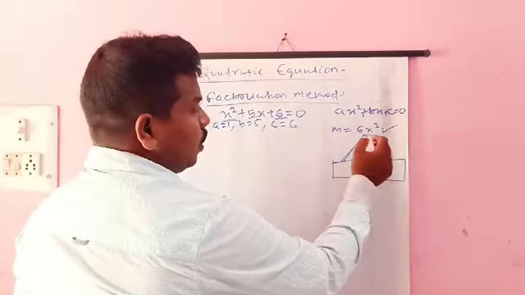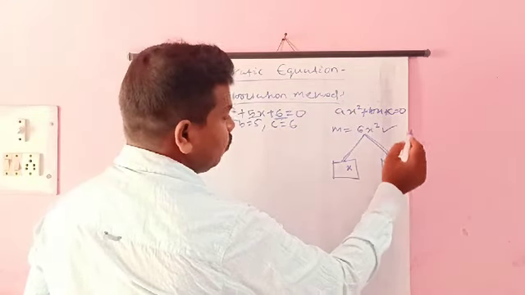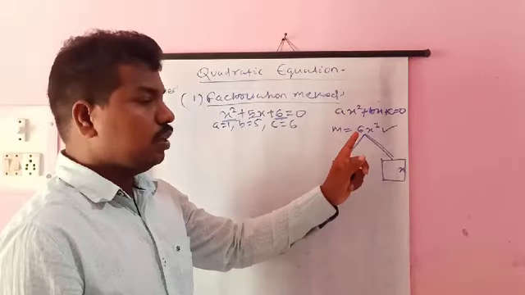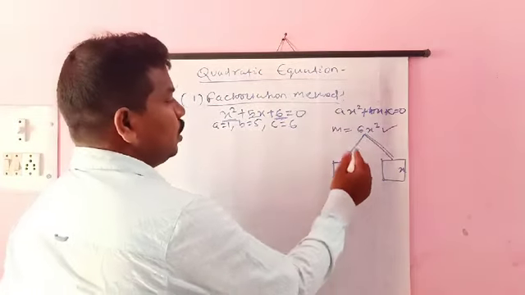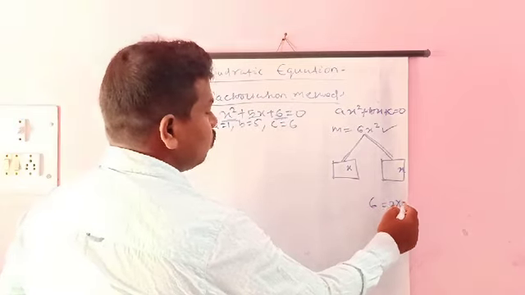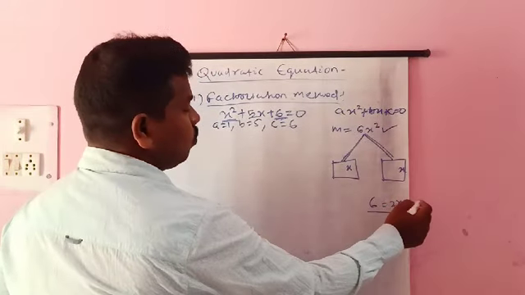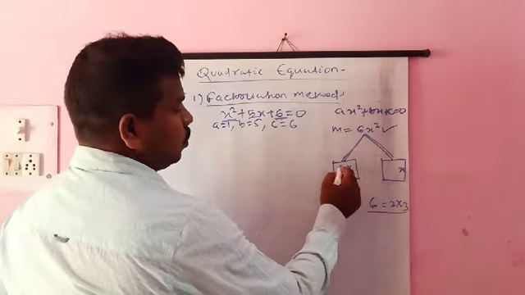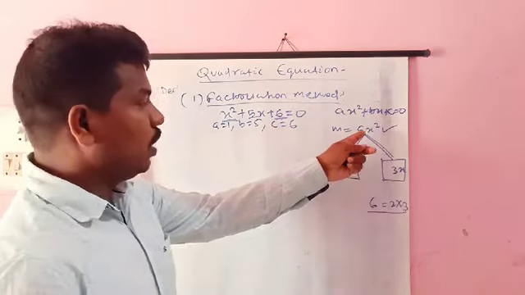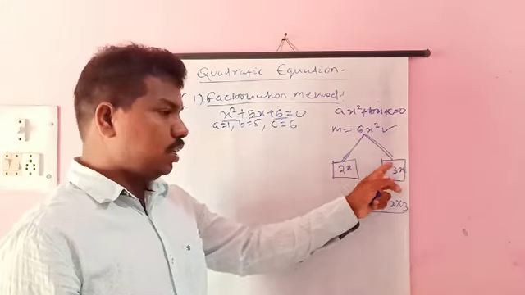The factorization of x square is x times x. Now we factorize the number 6. The factorization of 6 is 2 into 3. So we write 2 here and 3 here. That means the factorization of 6x square is 2x and 3x.